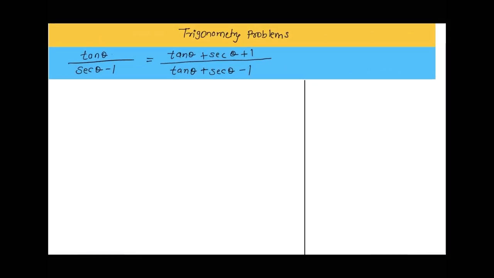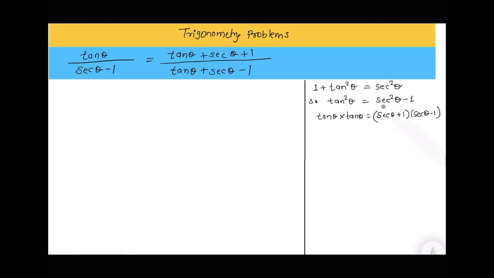Let's prove tan theta upon sec theta minus 1 is equal to tan theta plus sec theta plus 1 upon tan theta plus sec theta minus 1. To prove this, we will use one trigonometric identity, which is 1 plus tan square theta is equal to sec square theta. By simplifying, we get tan square theta is equal to sec square theta minus 1. Further simplifying, we get tan square theta, which is nothing but tan theta into tan theta, is equal to sec theta plus 1 into sec theta minus 1.